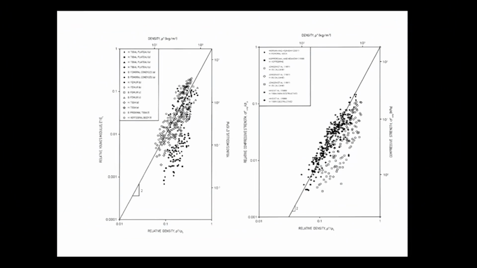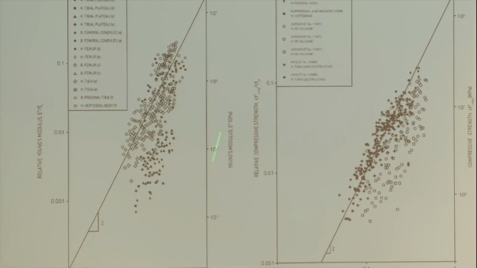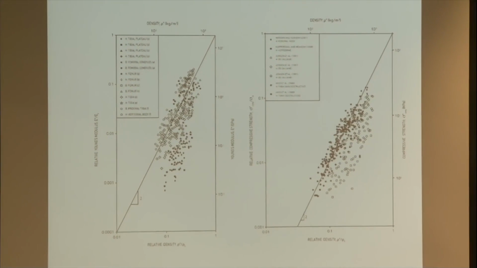And these next plots just show some data for the bone. So we're plotting the Young's modulus here. This is a relative Young's modulus, the modulus of the bone divided by the solid cell wall material. Here's the relative density. Here's data for lots of different specimens of bone. Some of this data is for human bone, some is for bovine bone.